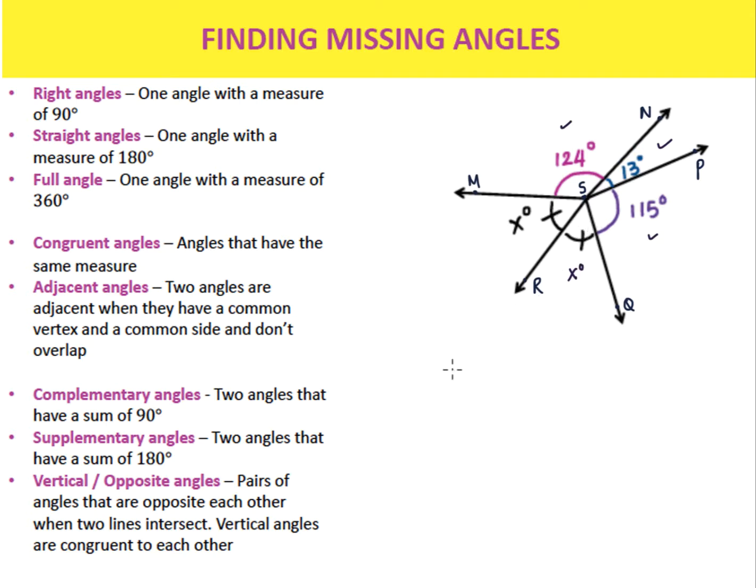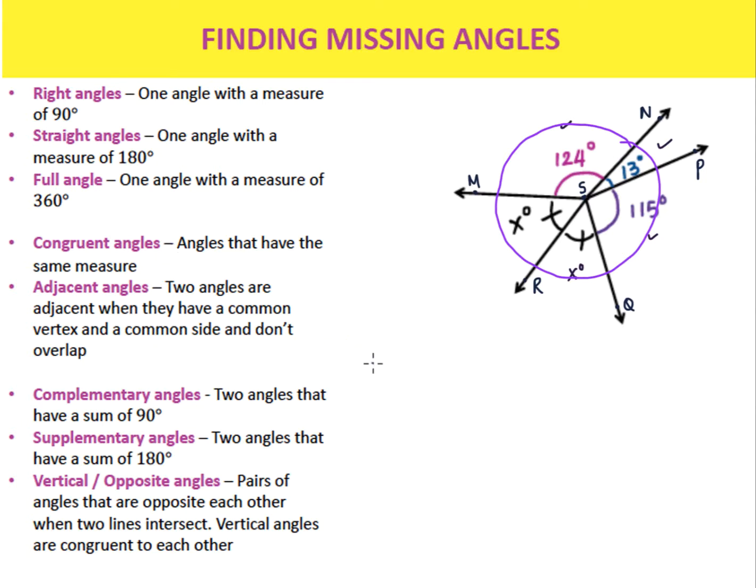Now the other piece of information that's not given directly but we can infer is that this, so let me just put a circle around this. So this is a full angle. And as you can see, a full angle is one angle with a measure of 360 degrees. That means all these little angles put together add up to 360 degrees.